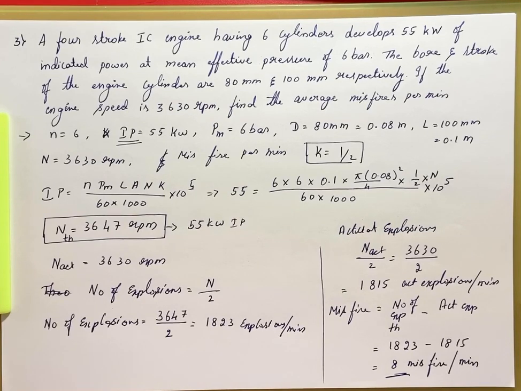That means the indicated power which is produced inside the engine cylinder, you need to find that, and you need to find the rpm. The rpm produced because of this indicated power will be greater than the actual rpm of the engine. So due to that difference, we have some misfires. If it is a 4-stroke engine, the explosions will be rpm divided by 2. If it is a 2-stroke engine, explosions will be rpm itself, rpm divided by 1. So you can subtract the actual explosions from the theoretical number of explosions, and that difference will give you the misfire.